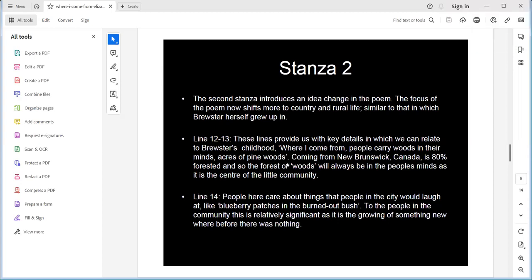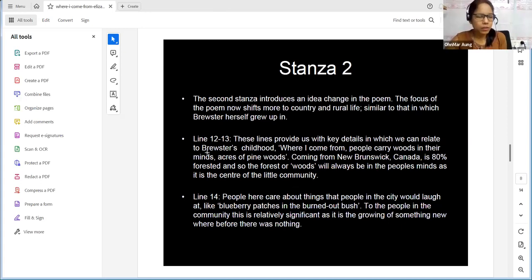Acres of fine wood coming from New Brunswick, Canada. Canada is 80% forested. And so the forest of wood will always be in the people's mind as it is the center of the little community.